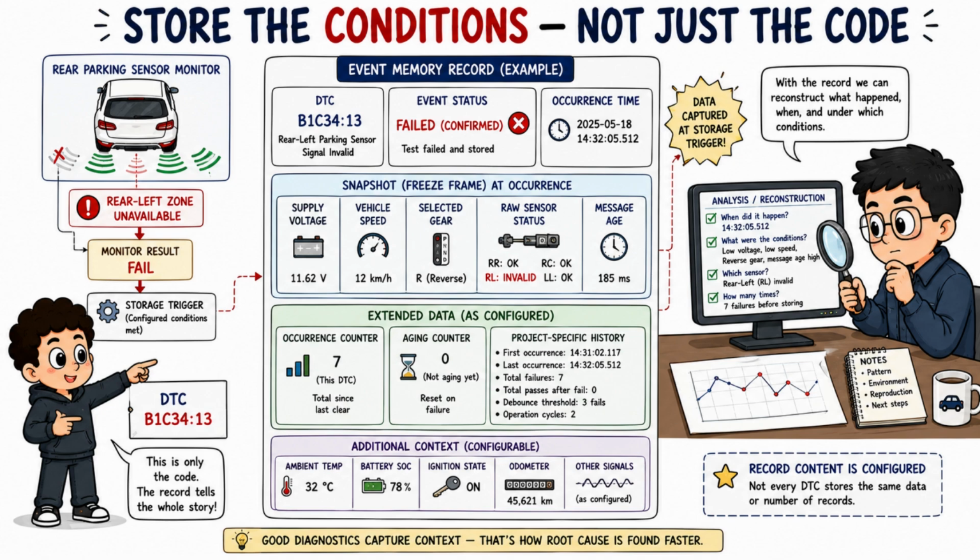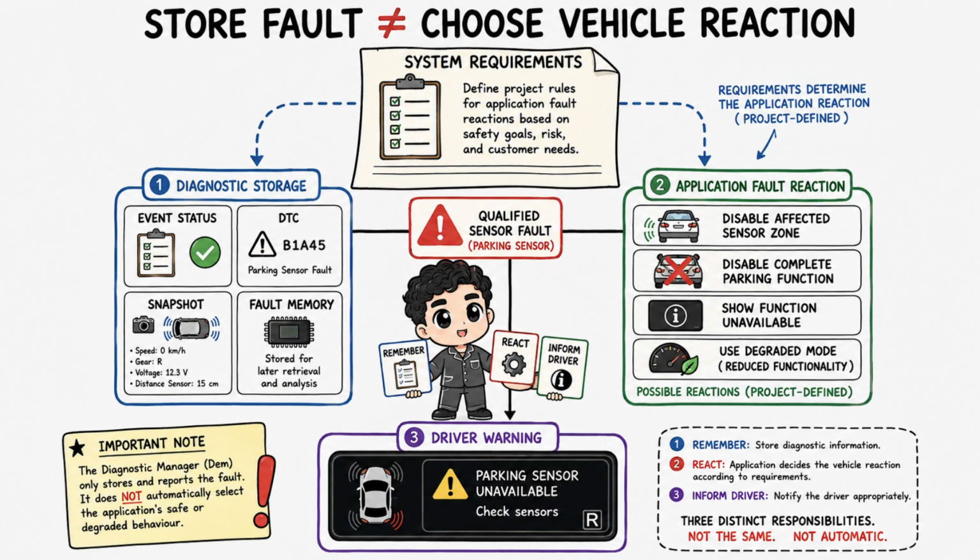Extended data may contain information such as occurrence counters, age encounters, or other configured diagnostic history. This evidence helps an engineer answer an important question: under what conditions did the fault occur? Fault storage and functional reaction are separate decisions. The parking assistance application may disable only the affected sensor zone, disable the complete feature, or display an unavailable indication. That behavior comes from the system requirements.